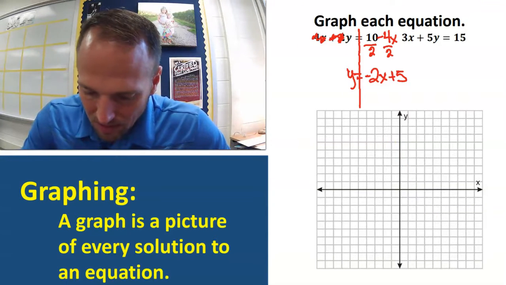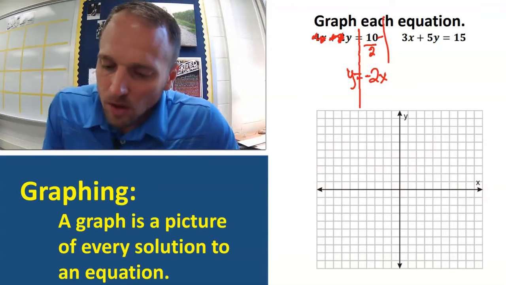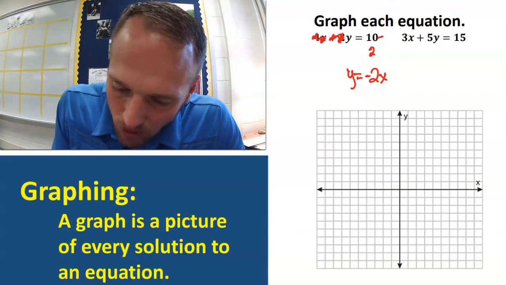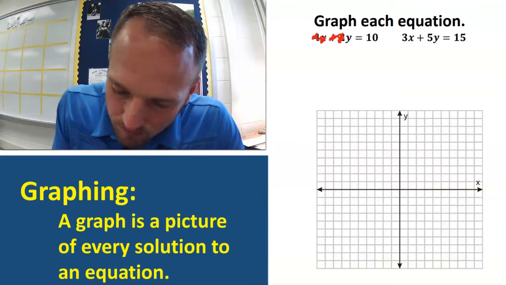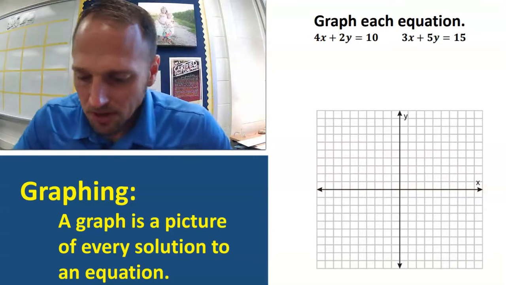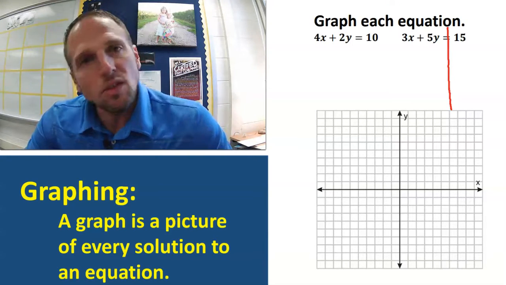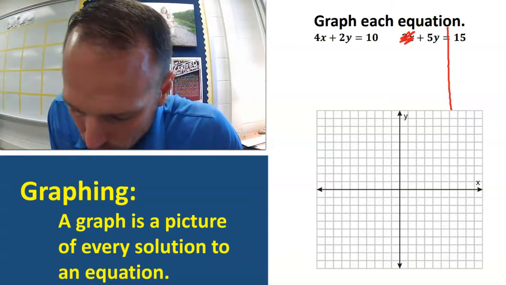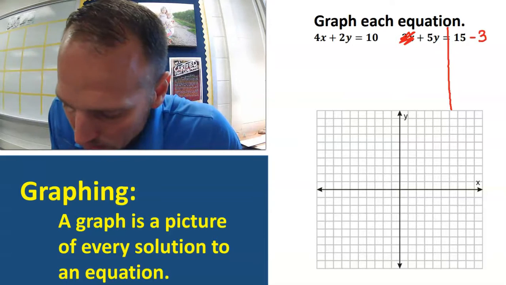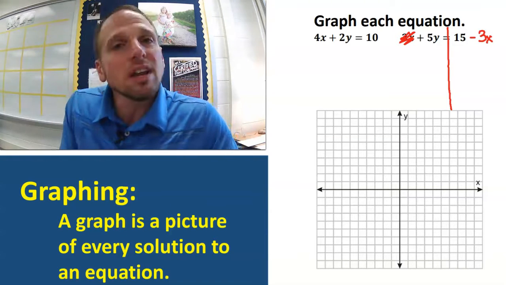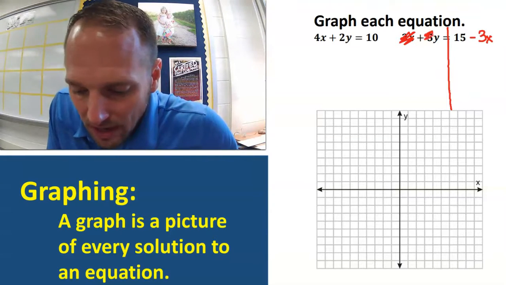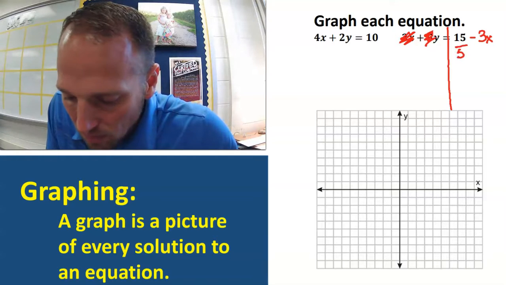Let's look at the next one. 3x plus 5y equals 15. Okay? Again, let's just make it look like slope-intercept form, like we like it. So let's take the 3x and subtract it over. So minus 3x. And then we've got to get rid of that 5. So we need to divide by 5.